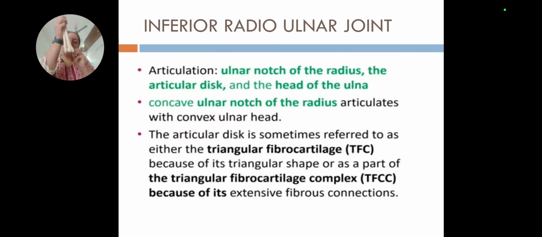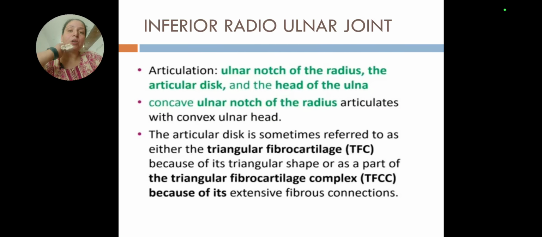Now this is basically an articular disc, and it is for the stability of this joint. There is a requirement of a triangular fibrous and cartilaginous structure. And why is it said to be a triangle? Because I'll show you from the inferior side. Can you see? This is the inferior side.